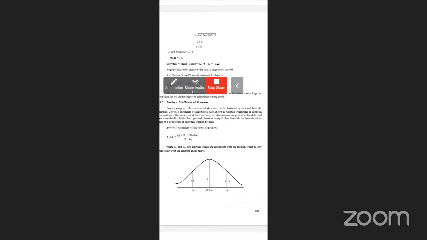So the highest frequency is 15, repeated only one time. So you can calculate mode directly. Mode is equal to 13, the value which has maximum frequency 15. Now skewness, mean minus mode, that is minus 0.22. So negative skewness, minus indicating what? Negative skewness indicates the data is negatively skewed. Karl Pearson's coefficient of skewness is given by Sk is equal to mean minus median by sigma.